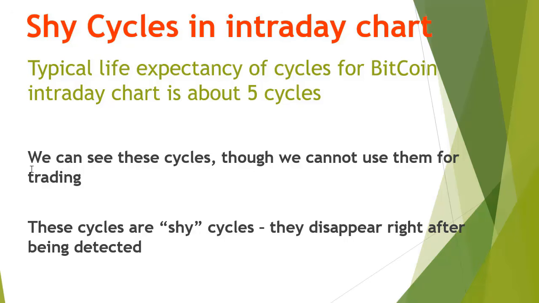So it means that we can see these cycles, we can reveal them using spectrum models, but we cannot use them for trading. These cycles are shy cycles. They disappear right after being detected. You see, the story is that these cycles simply do not live long enough to be used for trading.